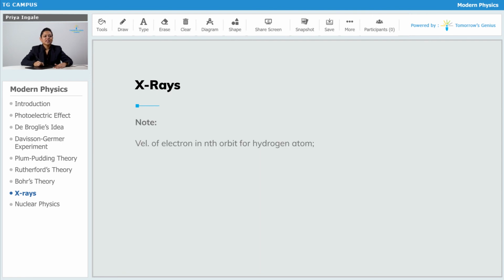Velocity of electron in nth orbit of hydrogen atom. How do we calculate this? So here is the formula. Here you can see it is given by c by 137 n, where c is the speed of light and n is the orbit number.